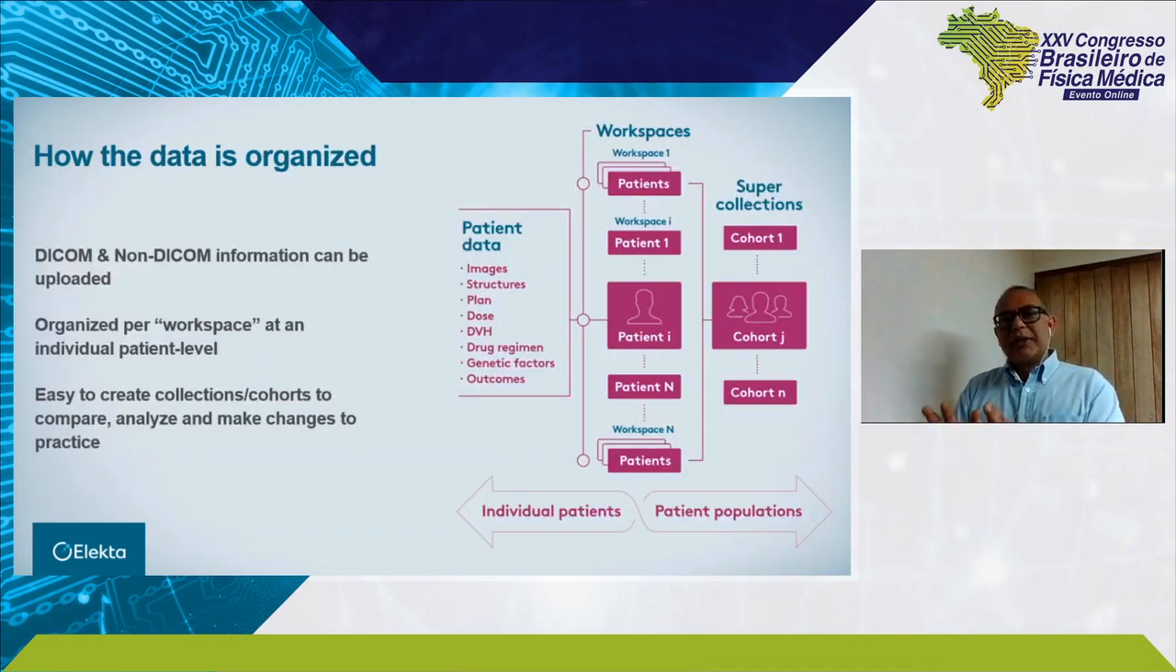Before I go into the two scenarios I want to show you for how it can be used in the planning space, if I look at how the data is organized, on the image these are all the criteria, all the data for individual patients that you can just put there because it's a DICOM RT backbone. So DICOM and non-DICOM information can be uploaded and you can organize it per workspace. It could be a department, it could be a disease site team, however you organize yourselves. It's at an individual or a patient level.